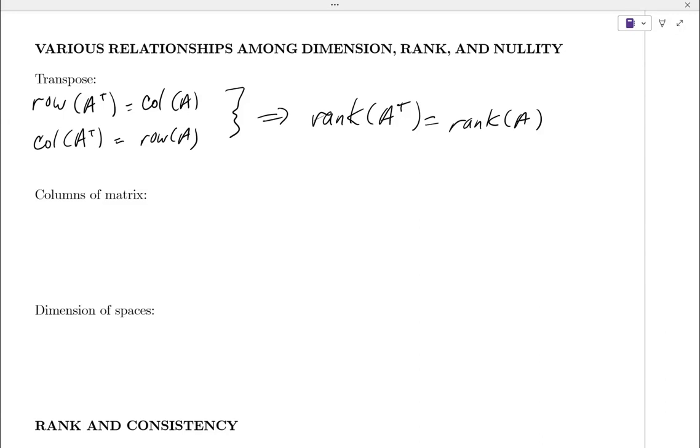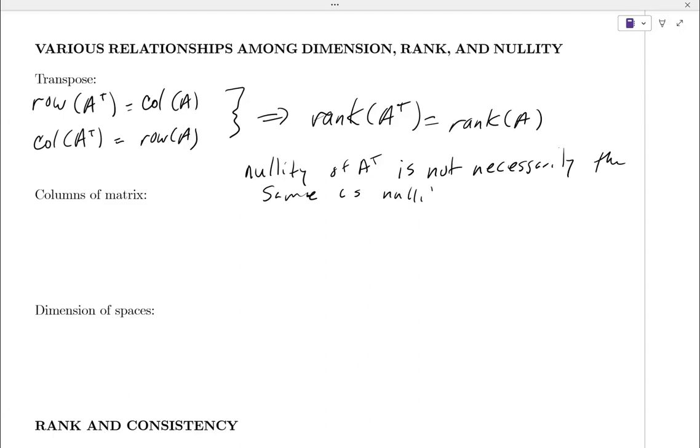So the rank stays the same. Okay. All right. So I actually will write that down. The nullity of A transpose most likely will change. So I was right, it is not necessarily the same as the nullity of A.